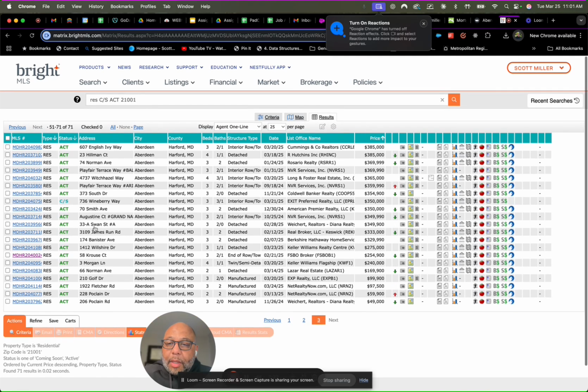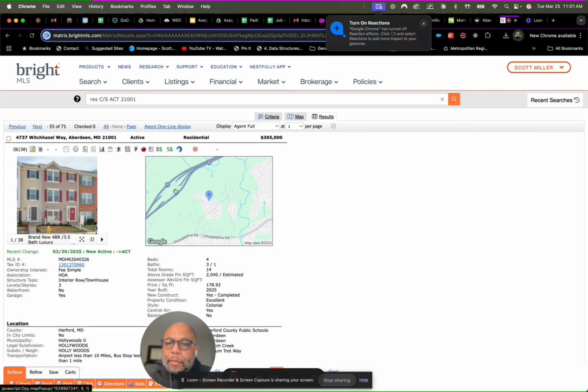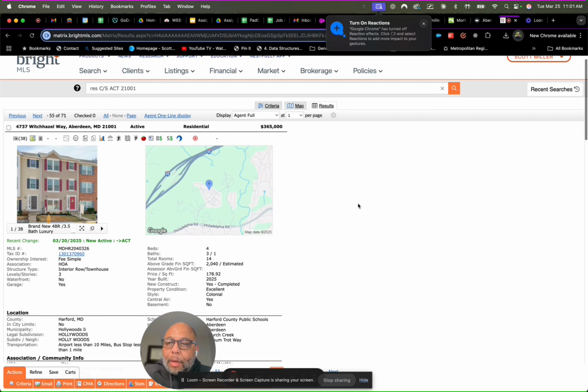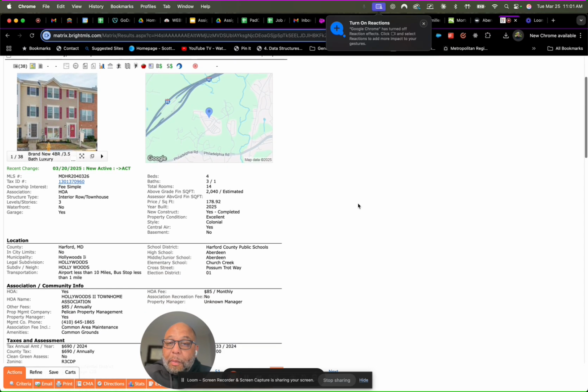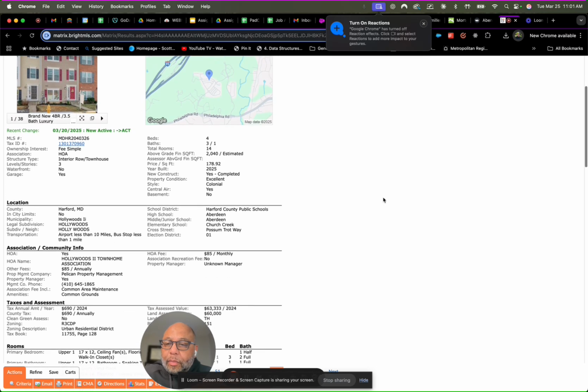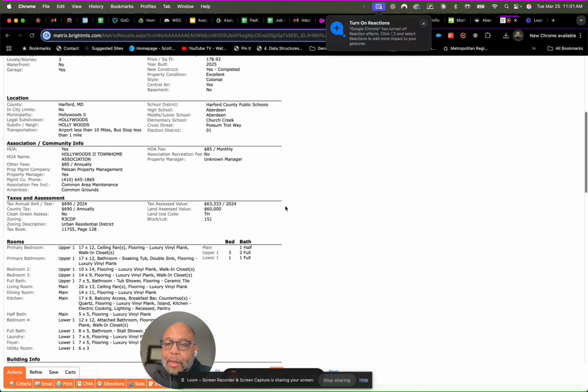Let's see what we got here. Some of these smaller places. Okay, so let's try this one. That's a nice house. 4737 Witch Hazel Way. All right, so let's go ahead and look at the features. 4 bedrooms, 4 baths. I might have to put 3. It says estimated square feet at 2,040.